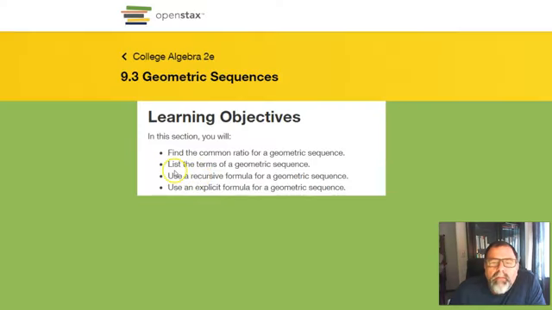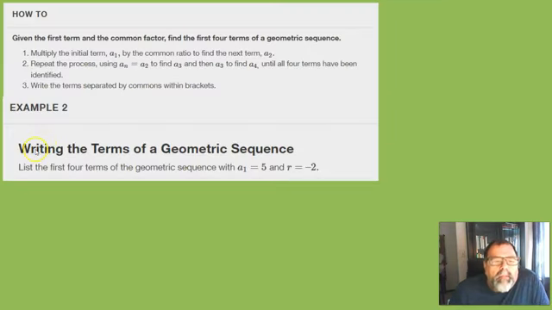Okay, our next learning objective, list the terms of a geometric sequence. Okay, example 2, writing the terms of a geometric sequence. List the first 4 terms of the geometric sequence with a sub 1, or the initial term, equal to 5, and the common ratio r is equal to -2. So the technique, you just write down the first term, a1, then you multiply it by the common ratio to get a2, and then you repeat the process using a2 to find a3.